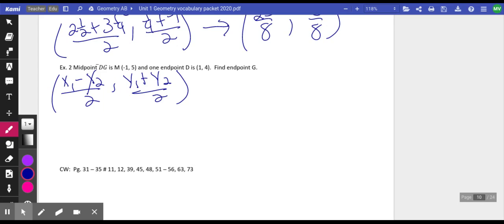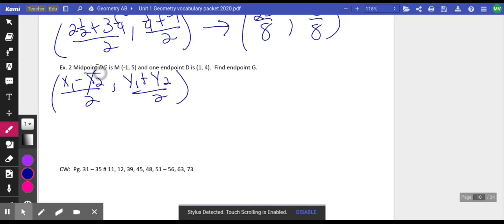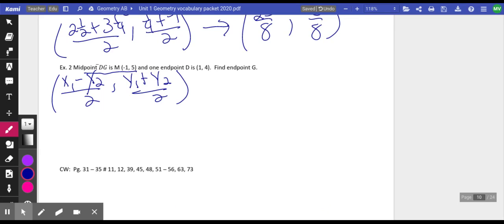So example 2, it says midpoint of DG is M, -1, 5, and one endpoint D is 1, 4. So we know the midpoint. So we're going to start first with the formula, and there are actually 2 different ways we can do this. I'm going to show you both. You could also do it graphically. So I know that this equals the midpoint.